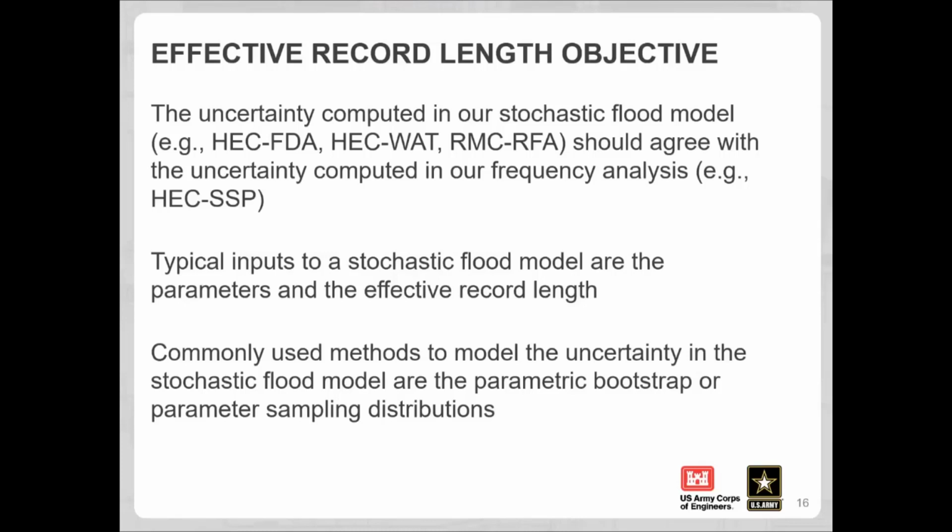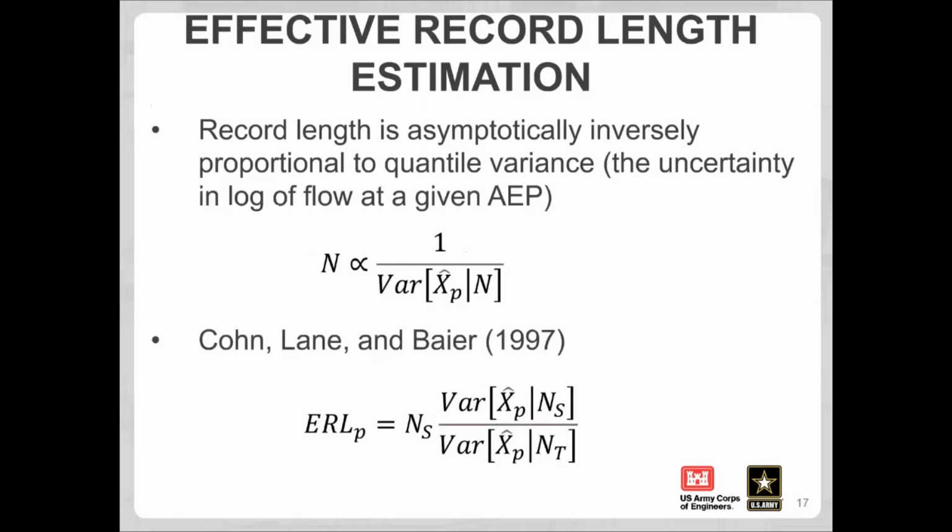So next slide. This just shows historically some early concepts on effective record length. So it's convenient that the record length of an analysis, the number of data, is inversely proportional to the quantile variance, which is basically just the uncertainty in the flow at a given AEP, right? So when you think of the uncertainty in your frequency curve defined by your confidence limits, that can be described numerically with a variance number. SSP reports that number, PKFQ does as well. So we can use that proportionality to estimate effective record length.